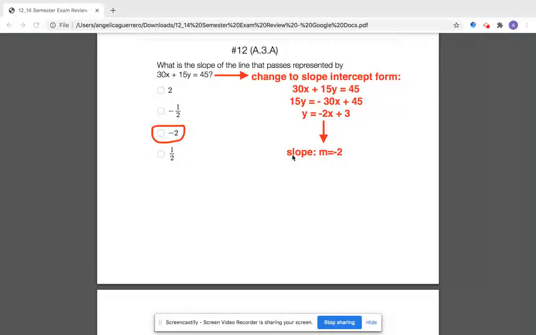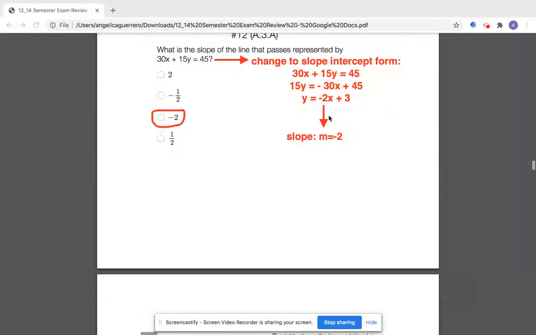Number 12, what is the slope of the line that passes represented by, okay, so what is the slope of the line that passes? It's just, what is the slope of 30x + 15y = 45? So you need to change this into slope-intercept form. And so when you do that, you're going to find that your slope is -2. You move 30 over, negative 30x, divide each term by positive 15, so your slope is negative 2.